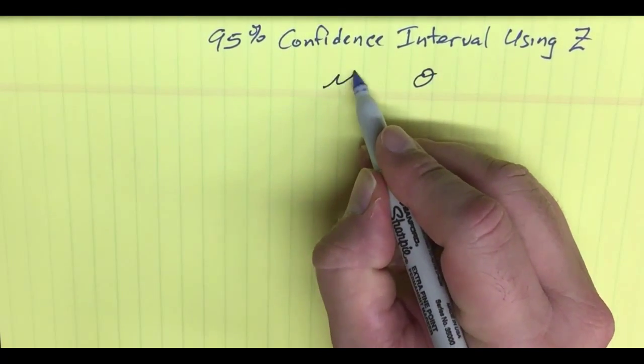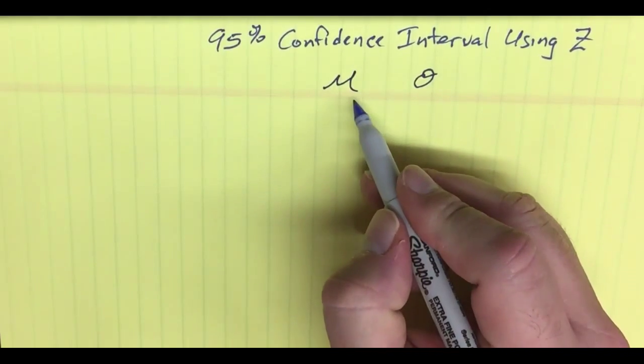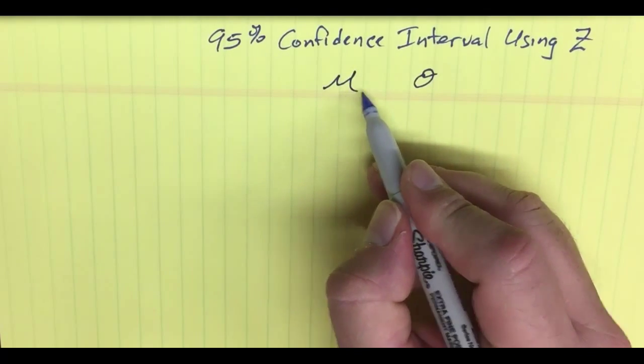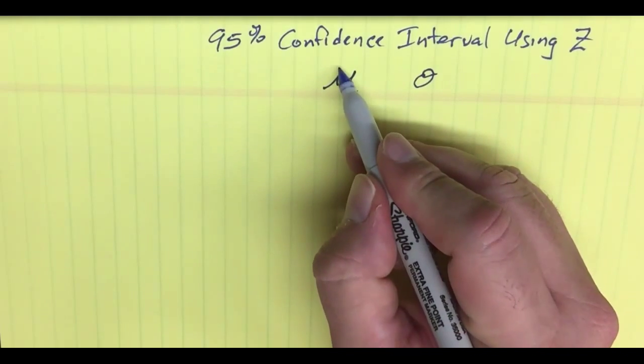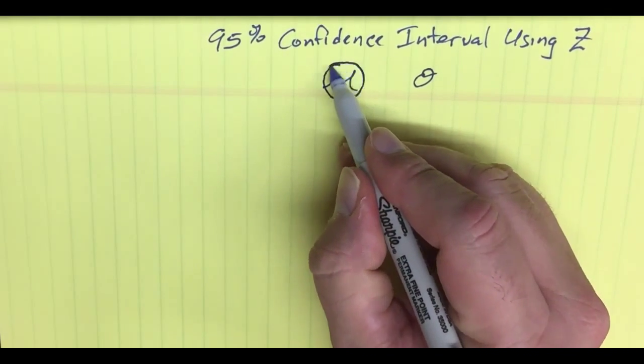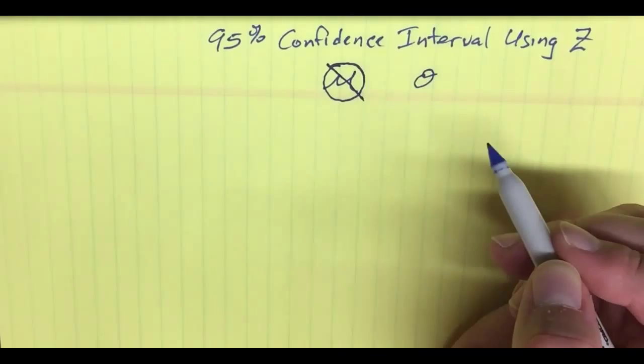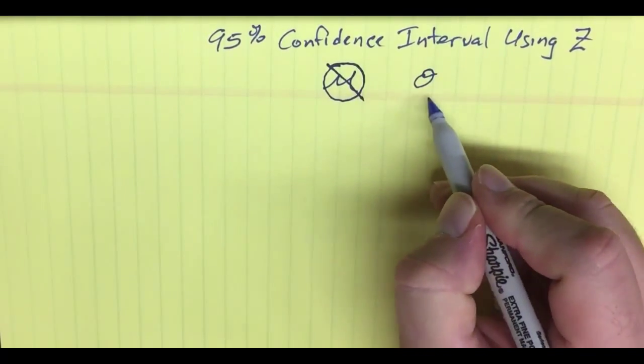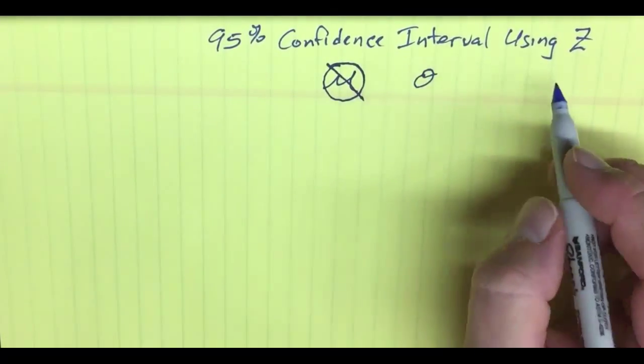Now, up till now, we've been doing calculations with z where we were required to know the population mean value and standard deviation. And so right now we're going to pretend that we don't know this value, but we do somehow still know the population standard deviation.